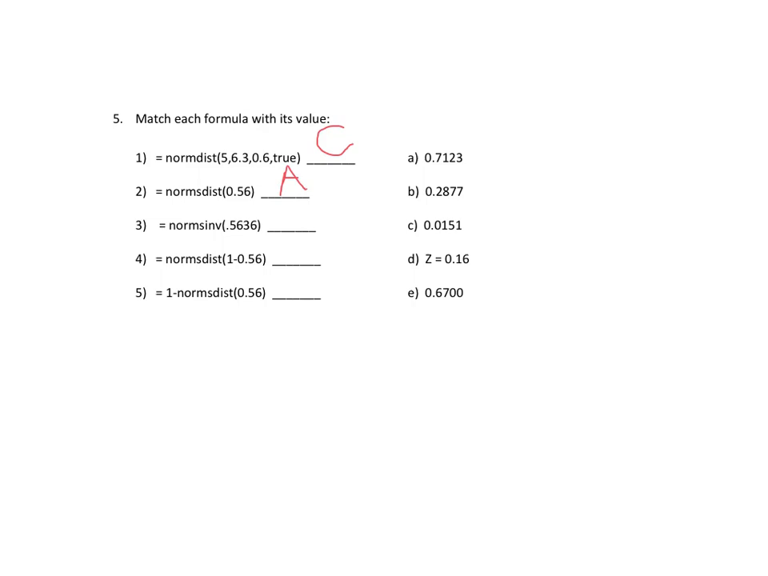The norm s dist of 0.56 is looking at the z-value that cuts off the lowest 56%. And I said that completely wrong, so let me actually fix that. Norm s dist actually will tell you the area that's to the left of z equal to 0.56. That's what I meant to say. Now, norm s dist of 1 minus 0.56 gives you the area to the left of 0.44. So that number just happens to be E. Norm s inv gives you the z value for that given area. So I want the z value that cuts off the lowest 56.36% for number 3, and you'll get that at letter D.